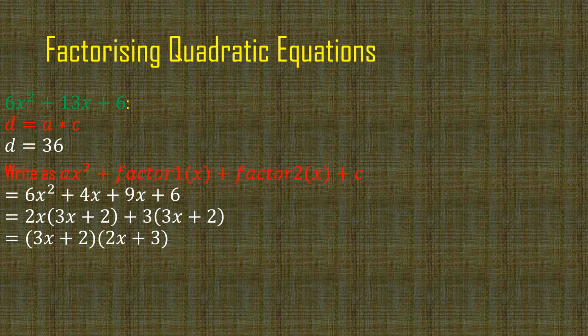So now write it as ax squared plus factor 1 of x plus factor 2 of x plus c. So you get 6x squared plus 4x plus 9x plus 6. So that's 2x of 3x plus 2 and 3 of 3x plus 2. Since the bracket terms are the same, we can just combine the two outer terms. So we get 3x plus 2 and 2x plus 3.